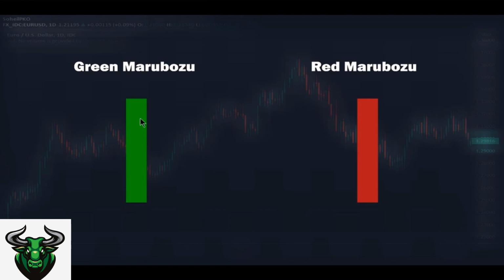In green marubozu, the opening price and low price are equal, and the close and high are also equal. The candle shows that the buyers were very aggressive in the session and had full control from open to close. This candle shows high buying pressure, higher than the long green candle we just discussed. And in red marubozu, high is equal to the opening price, and close and low are also equal. This candle shows that sellers were very aggressive in that time period and had full control of the price from open to close, and it shows high selling pressure, higher than the long red candle.